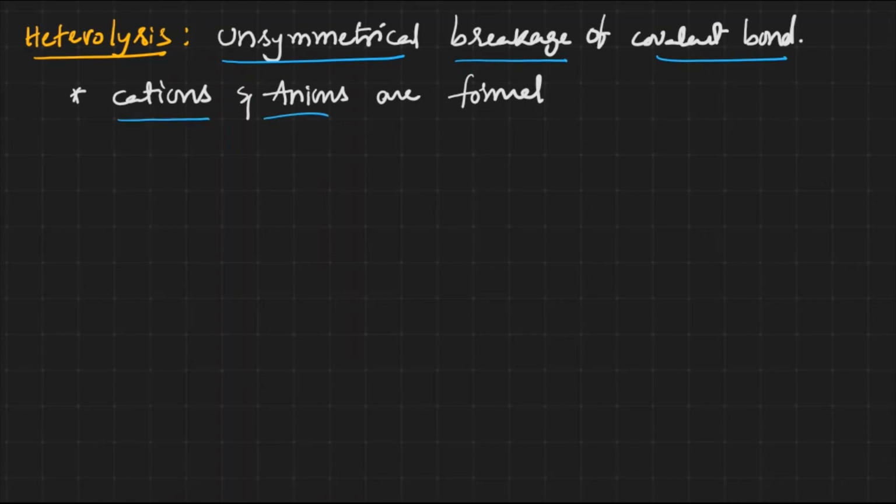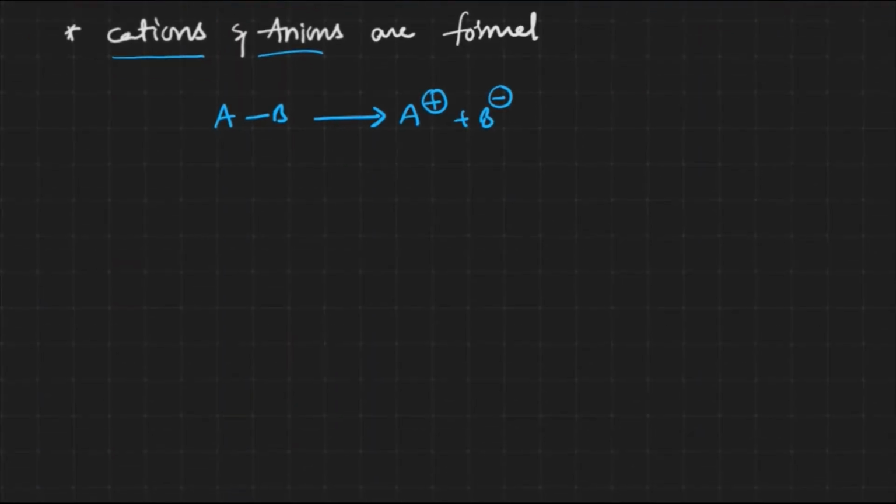Let us take an example. Let us take an A-B molecule. Here we are assuming that B has more electronegativity than A. Then what happens? Shared pair shifting takes place towards B. During the cleavage, what happens? An A cation will be formed plus a B anion will be formed. How is this taking place? Let us take an example.